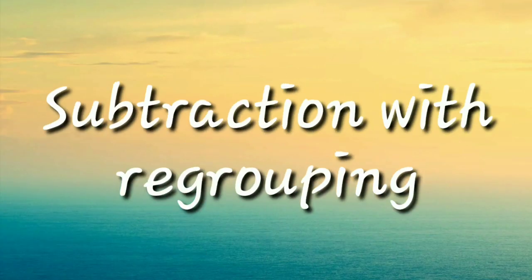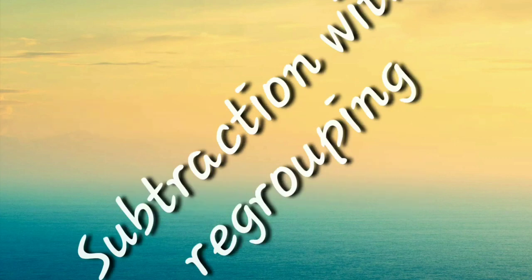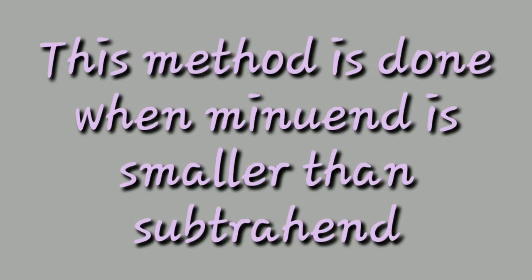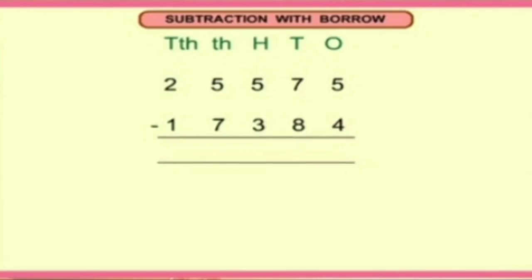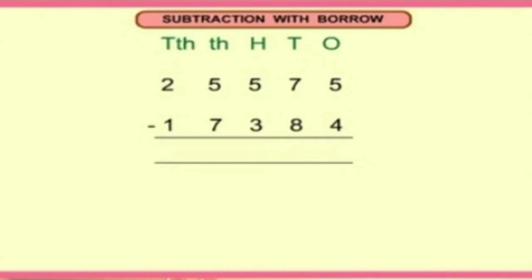Now the next method of carrying out subtraction is subtraction with regrouping. Subtraction with regrouping is carried out when the digits in the minuend are smaller than those of the subtrahend. For this, let us understand the concept with the help of an example given here. Here we have to subtract 17,384 from 25,575. Let's start with step 1.